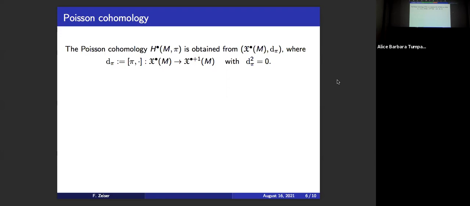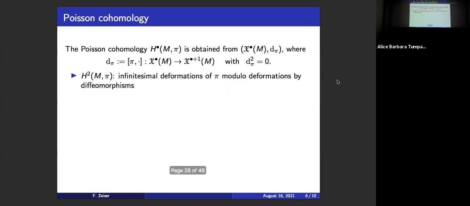And of special interest to us is the second cohomology group, because the second cohomology group controls the deformation. So that heuristically has the interpretation of giving the infinitesimal deformations of the Poisson structure modulo deformations which come from diffeomorphisms. So in order to find such a diffeomorphism, what we would like to have is a vanishing of the second Poisson cohomology group. And that's indeed what we will need.